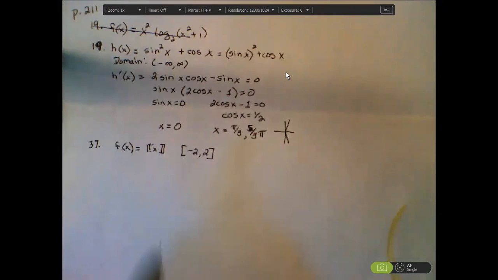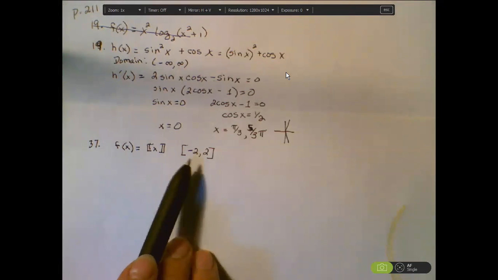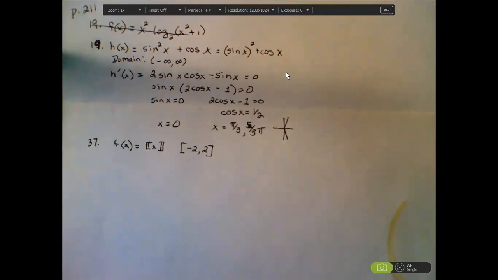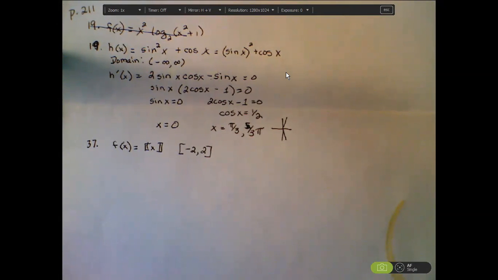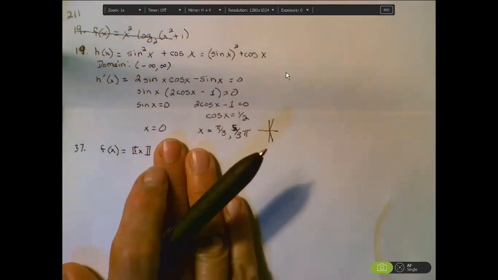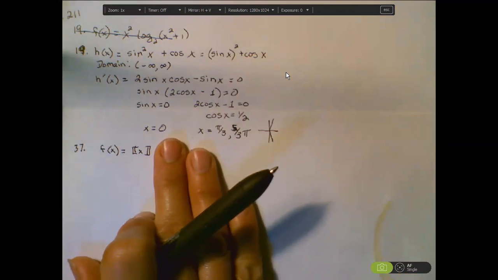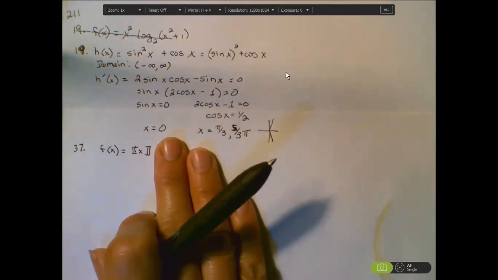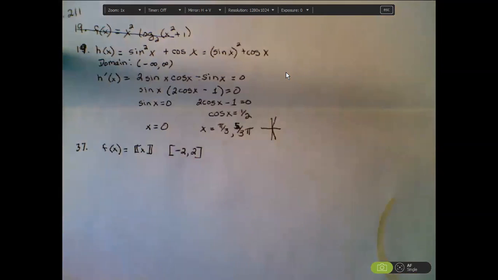Now let me ask you this. If I wasn't given a closed interval here, it just said find the absolute max or min, do you have in your head a picture of what the step function looks like? Yeah. It looks like a staircase with a closed dot on the left end of each stair and an open dot on the right end of each stair. So if I just said, find the absolute max or min, would there be an absolute max or min over the entire domain of the function, from negative infinity to infinity? No, the stairs would keep going up to the right and the stairs would keep going down to the left.